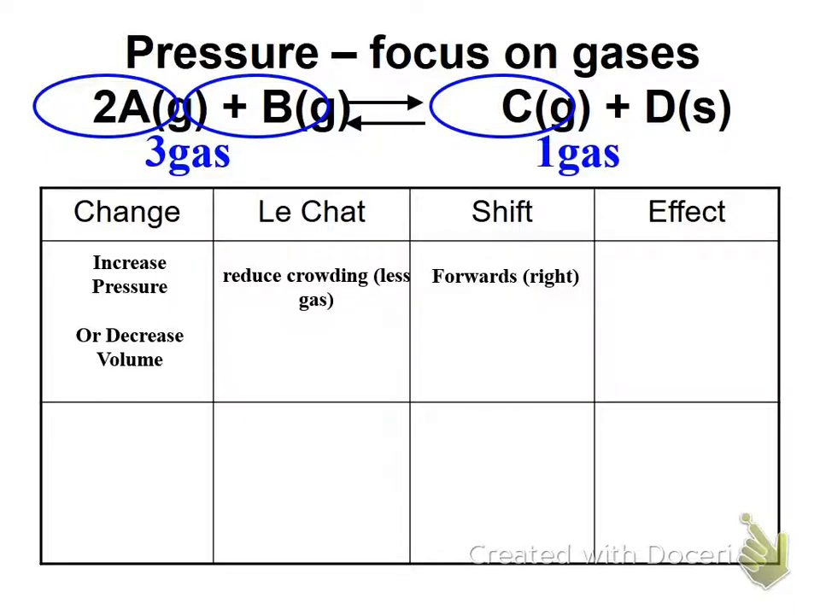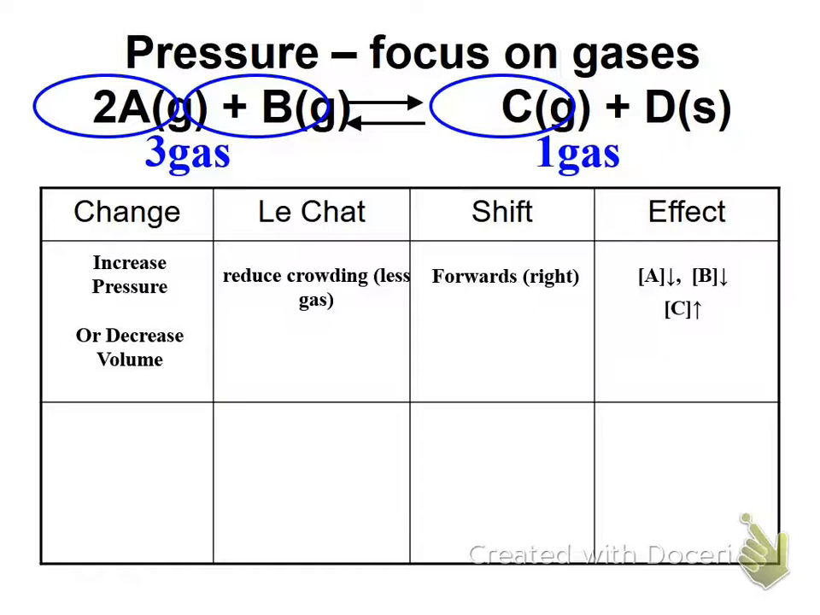But what's the net effect then when I shift to the right? A and B will go down, and C will go up. How come D is not on the effect list? Because it is solid. Solids and liquids do not change their concentration, and so they have essentially no concentration effect. How was that?